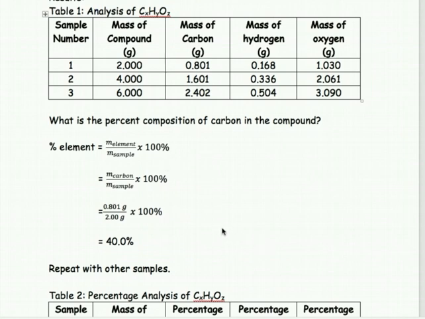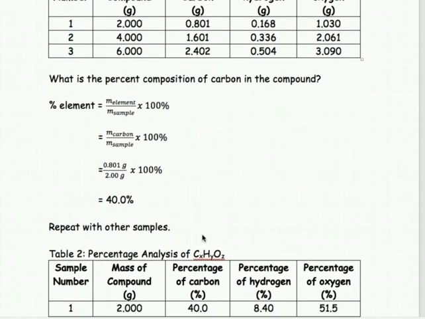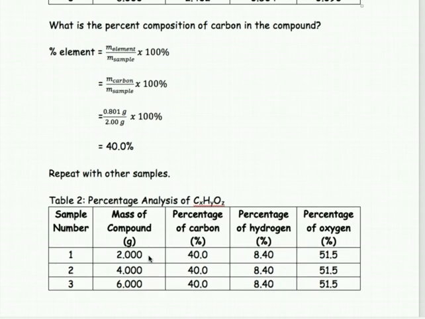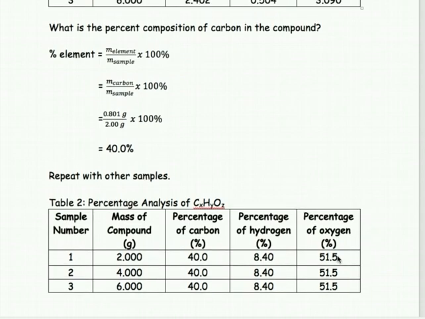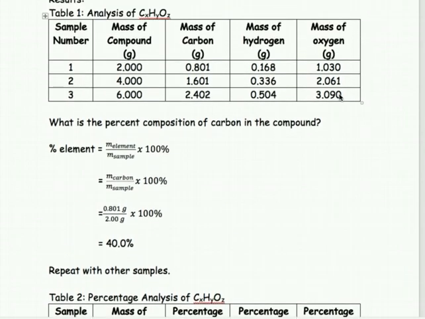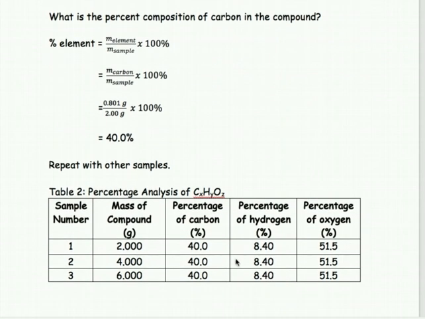Okay, so we're going to go through and repeat with all the other measurements here, and this is what we get. So in a 2 gram sample of this carbon, hydrogen, oxygen compound, we will get 40% carbon, 8.4% hydrogen, 51.5% oxygen. Okay, and again, these results are from the machine, and then we went to 4 grams, and we found, oh look, it's the same. So it doesn't matter how much of the sample we put into the machine, it's always coming out to the same percentage of the different elements.